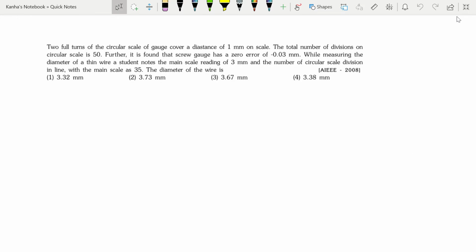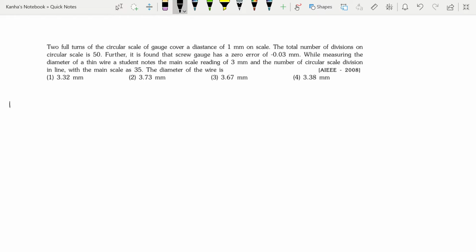Now let's look at a question on the circular gauge. Sometimes you'll get questions that look lengthy, but if we attempt this question right now, you'll see that it's a very simple question and it can easily fetch you marks. So 2 full turns of a circular scale of a gauge cover a distance of 1 millimeter on a scale. Let's do it step by step, and we'll keep on reading the question as we go along.